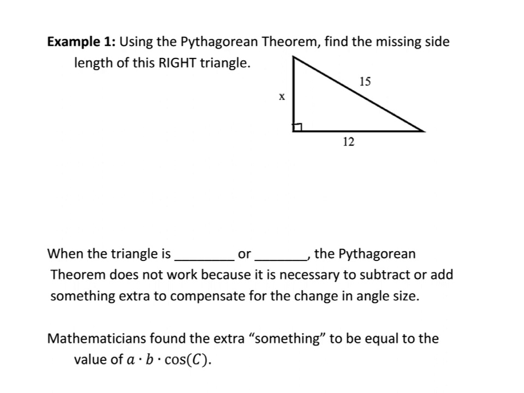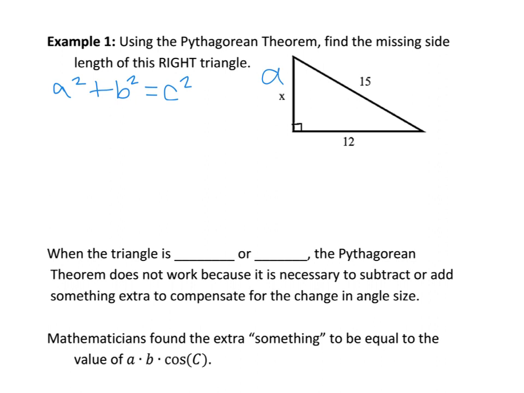Example 1, using the Pythagorean theorem, find the missing side length of the right triangle. Right triangles are nice. We can use a squared plus b squared equals c squared. All right, please go ahead and do that to find out what x is. This is review. You should be able to do it. If you get stuck, I'll be able to help walk through it in just a moment here.